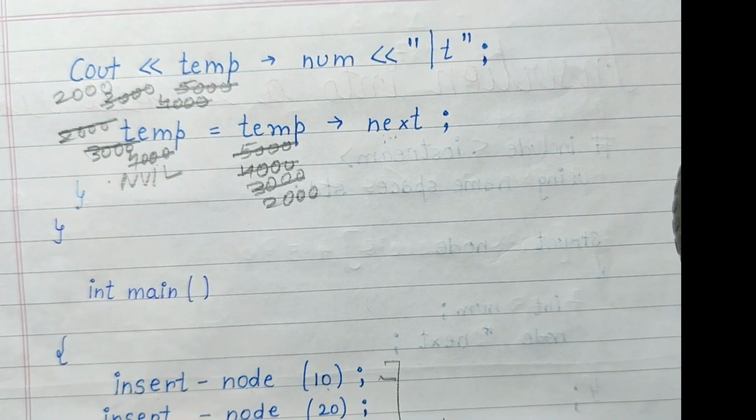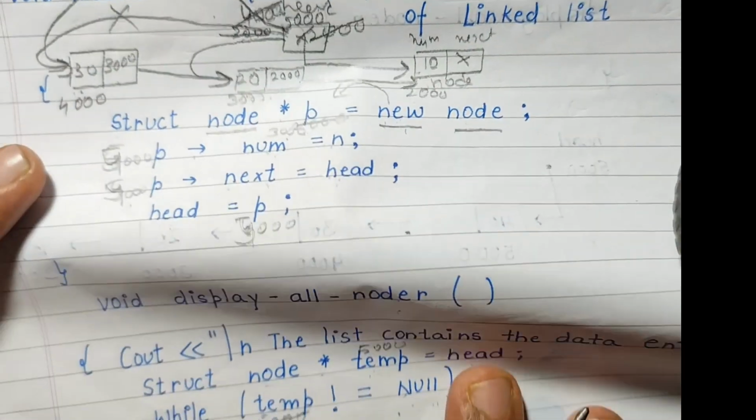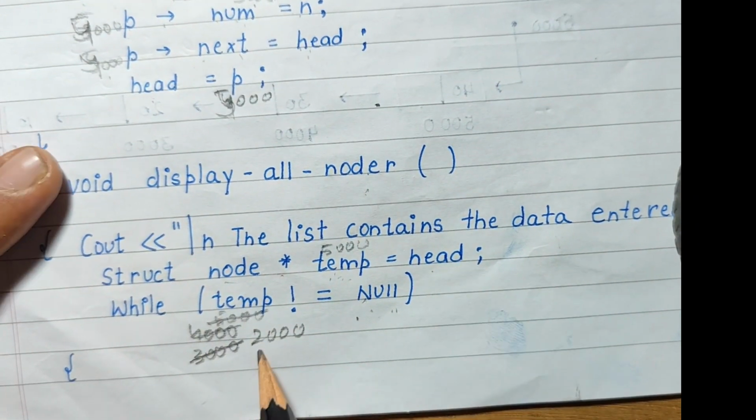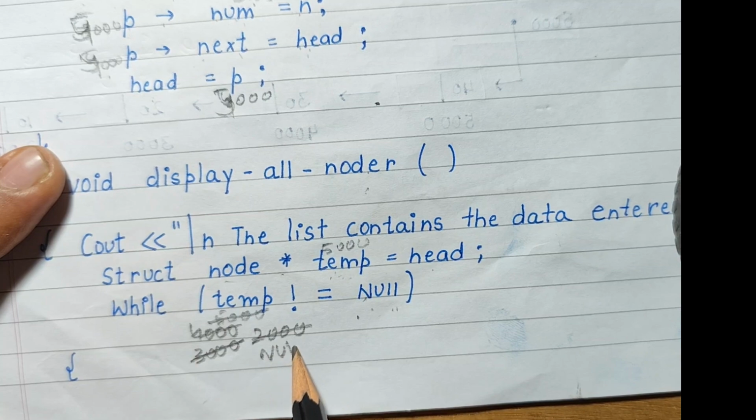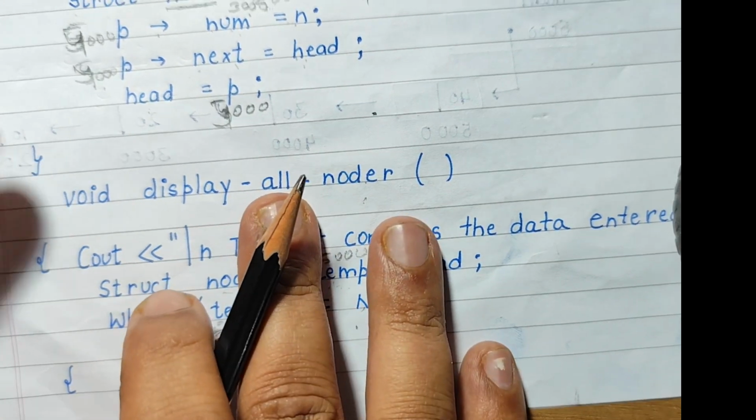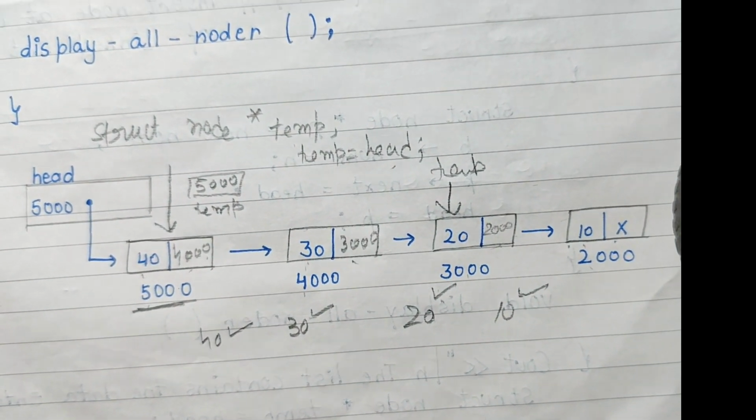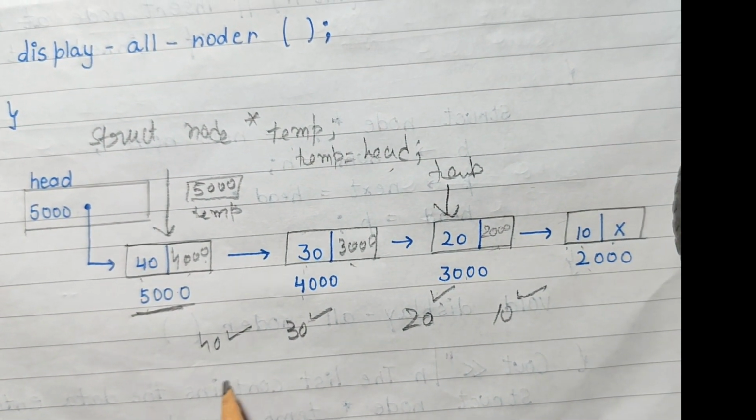Now again we check the condition. Null is not equal to null. Because temp has a value null after 2000. Null is not equal to null: condition false. So control will not go inside the while loop, so all these elements will be displayed. So I hope all of you are clear.